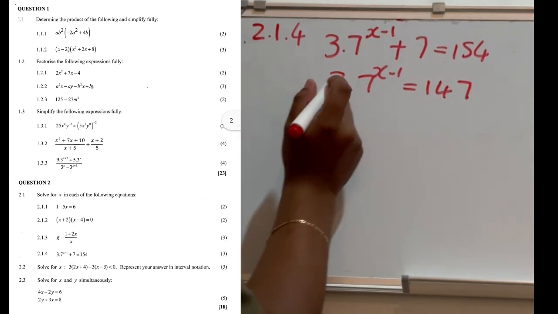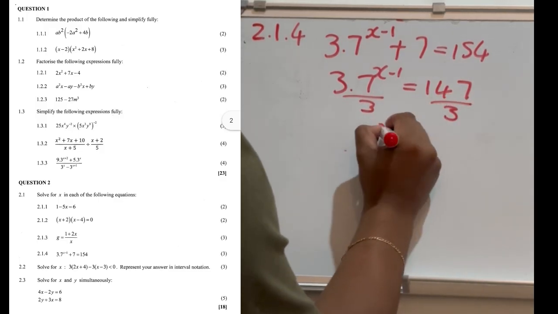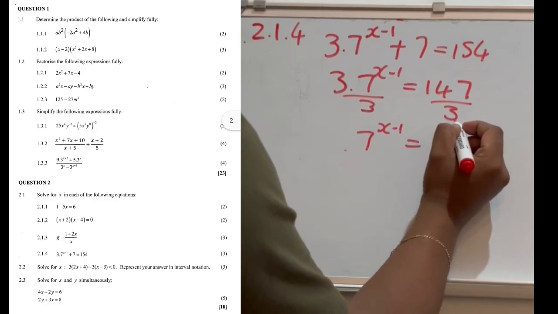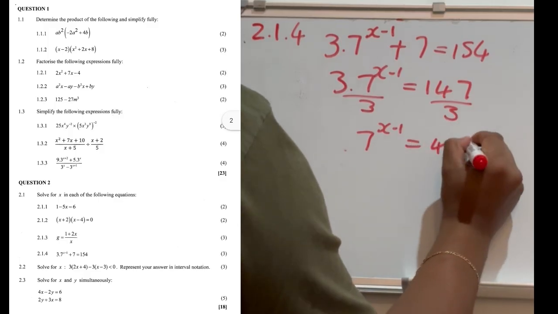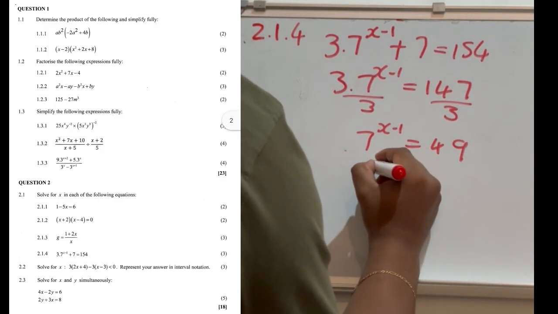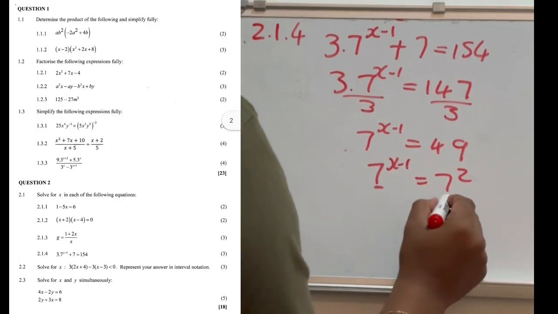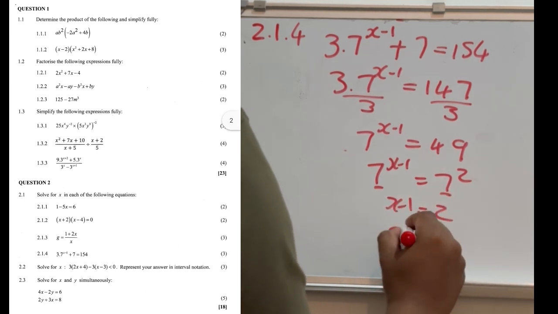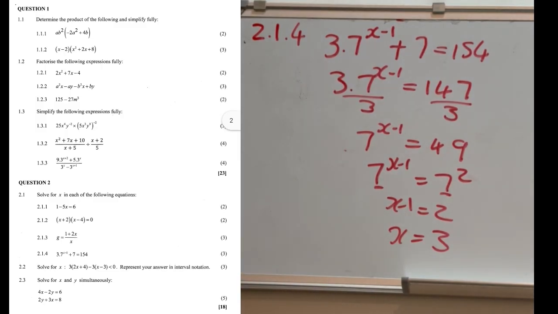So the next thing is we're going to divide both sides by 3. So that is 7 to the power x minus 1 is equal to 49. Okay? So then that we can write into its prime numbers as 7 to the power 2. You see our bases are the same. So x minus 1 is 2, and then x is just 3. Because you take the minus 1 over, it becomes plus.